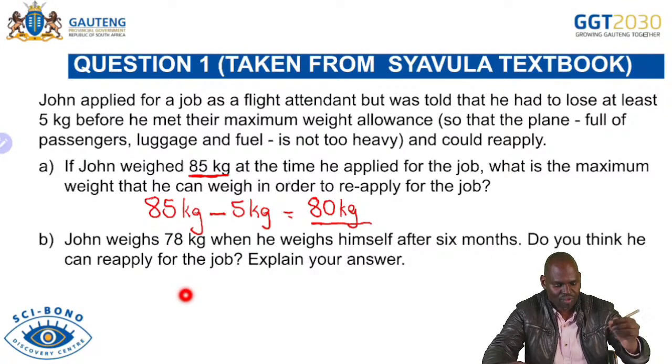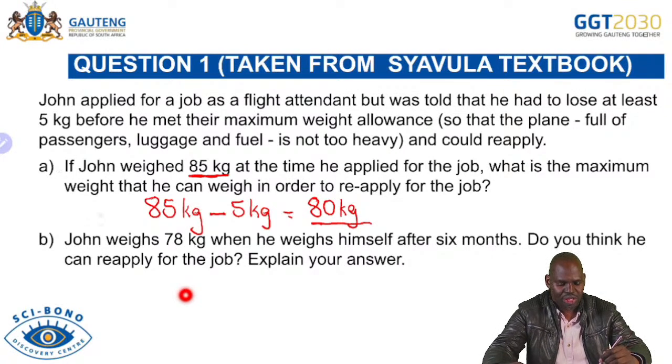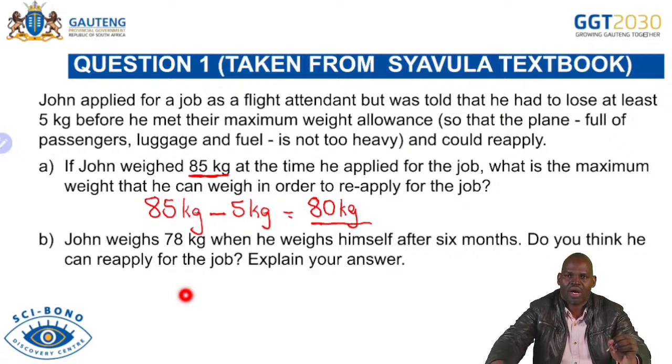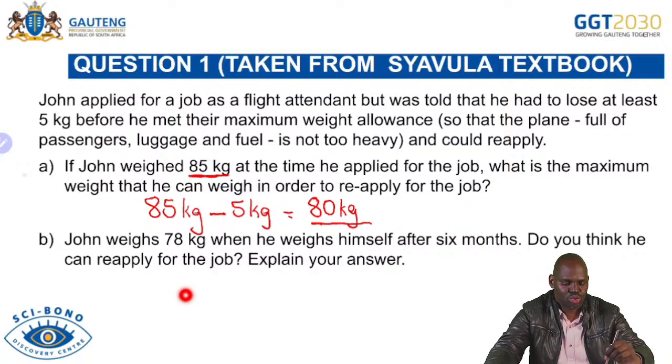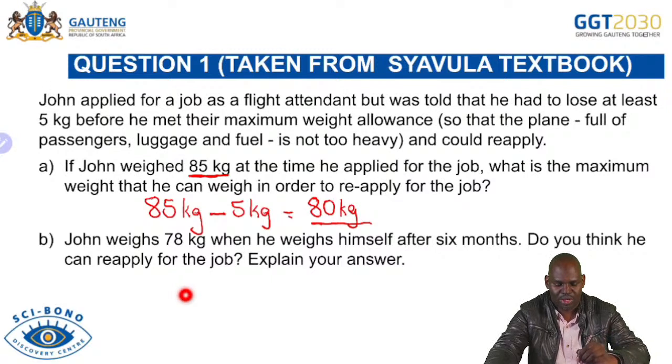Okay, then B. John weighs 78 kilograms when he weighs himself after 6 months. Do you think he can reapply for the job? Explain your answer. Right. Now, if we go back to the first question, question number A, you will see that he was told to reduce his weight by 5 kilograms. So that means the maximum is 80 kilograms.